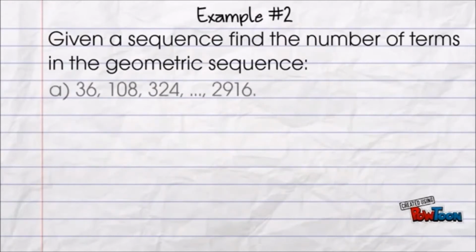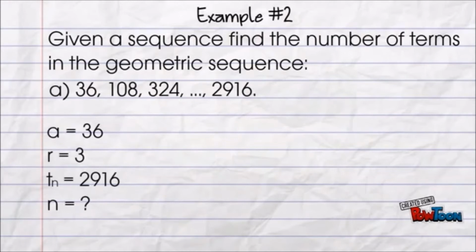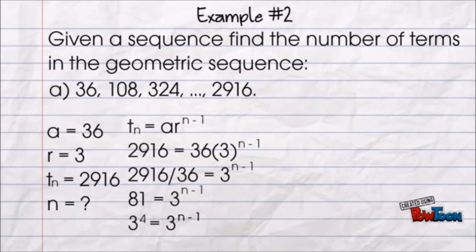Example number 2 asks us to find the number of terms in a given geometric sequence. This problem is similar to example number 4 in the arithmetic sequence section of this video. However, this time, we just have to substitute the arithmetic sequence formula for the geometric sequence formula. Similar to that problem, let's first list all our givens on the left-hand side, like I have already. And then let's input what we know into the geometric sequence formula. From here, we can solve for n, which is the number of terms in this geometric sequence.